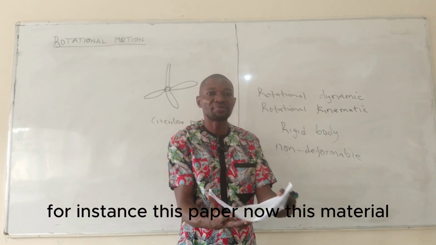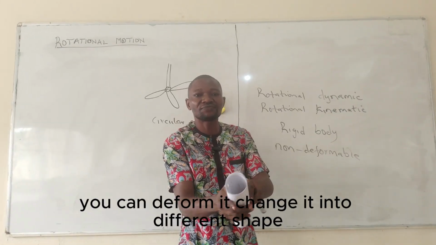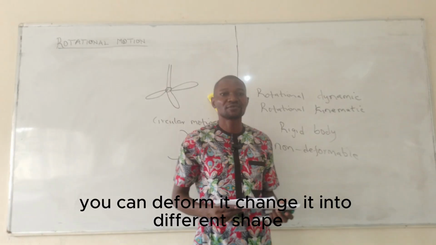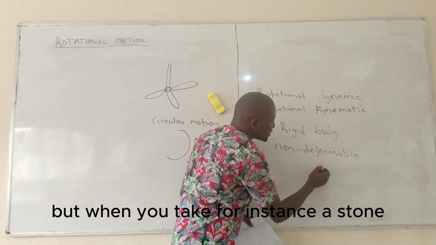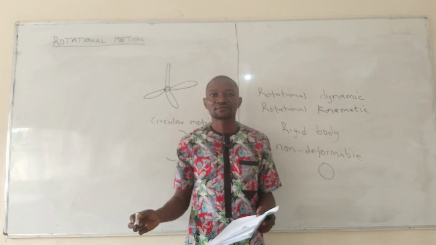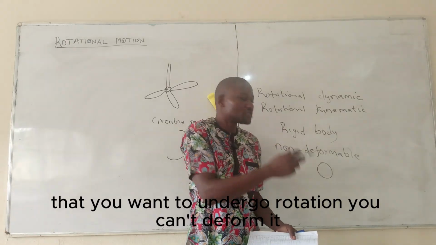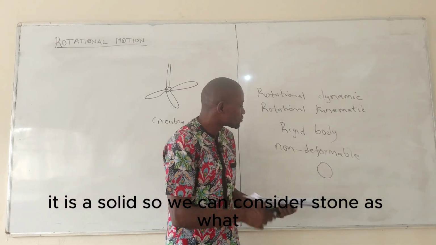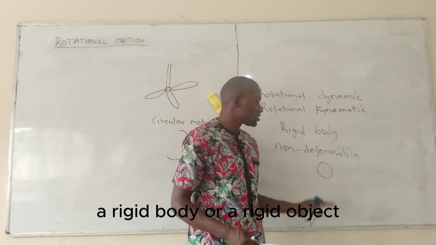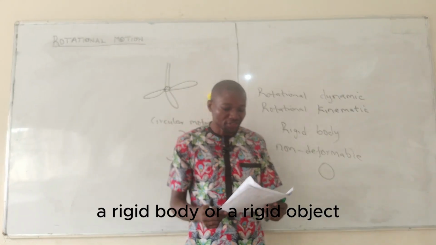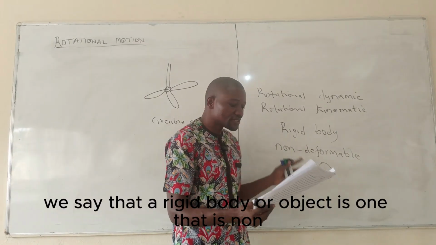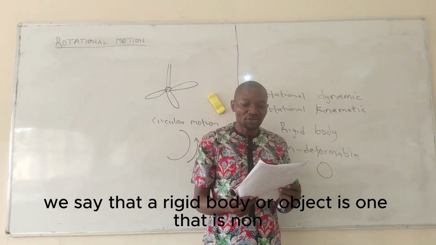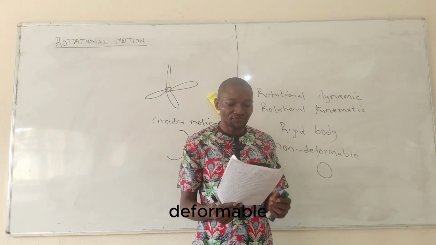For instance, this paper, this material, you can deform it, change it into a different shape. But when you take, for instance, a stone that you want to undergo rotation, you can't deform it. It is a solid. So we can consider the stone as a rigid body or a rigid object. So we say that a rigid body or object is one that is non-deformable.